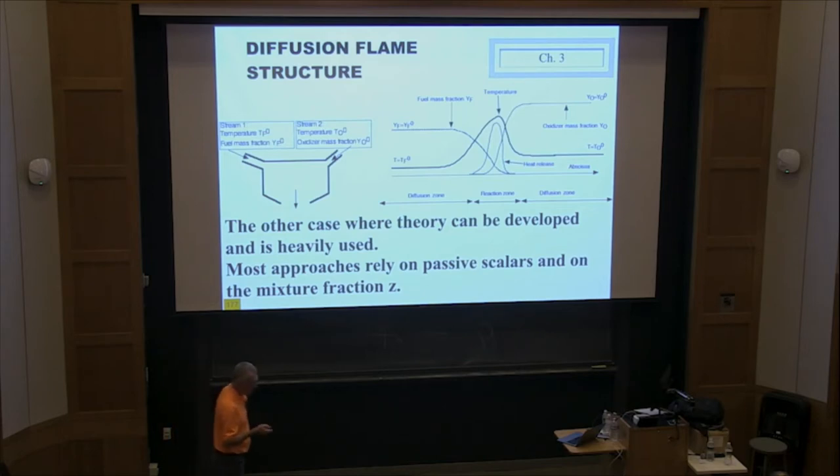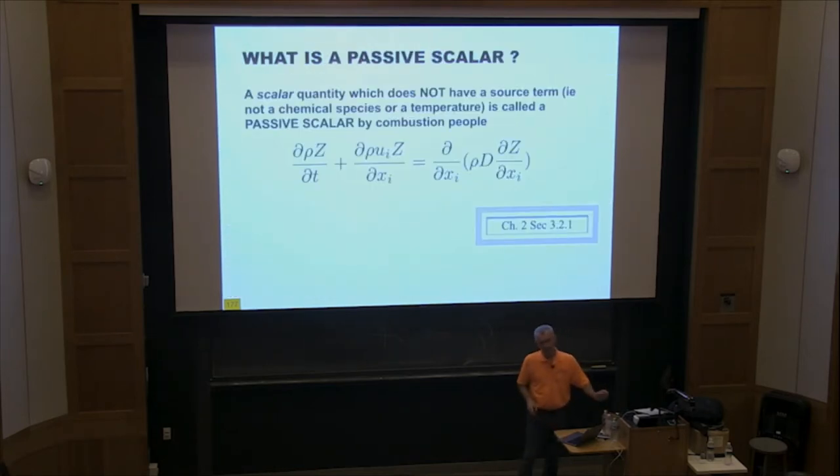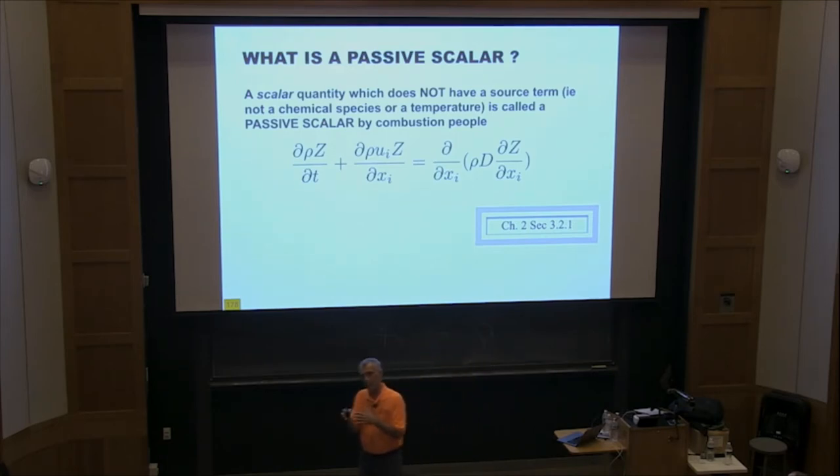And this is the other example where modeling is actually extremely important, and most approaches here rely on one quantity, which is called the mixture fraction. So we need to describe what the mixture fraction really means. To do that, the mixture fraction is one passive scalar, a special one. So I need first to tell you what a passive scalar is.